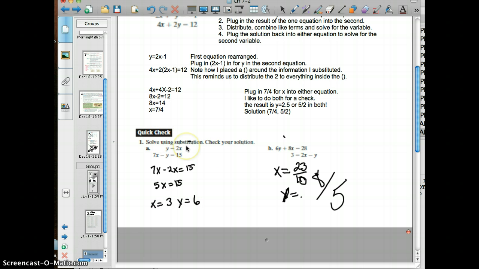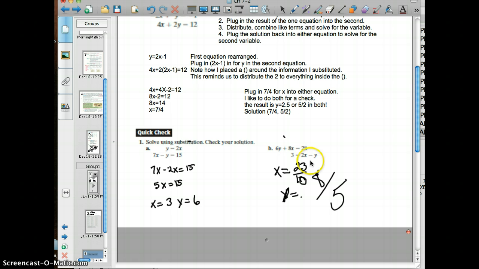Notice how easy this was for substitution because this first equation is set up in a y equals format. So we just plug in 2x anywhere we see y. The big thing is we have to watch our signs and then we can solve. Over here, this one required a little bit more work. Depending on which variable you would solve for, in this case, I would probably solve for a positive y. So I would rearrange the second equation.